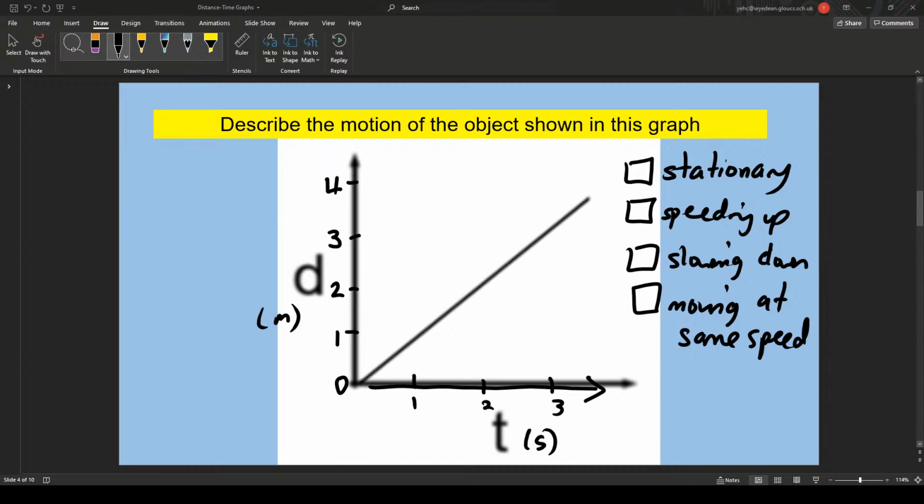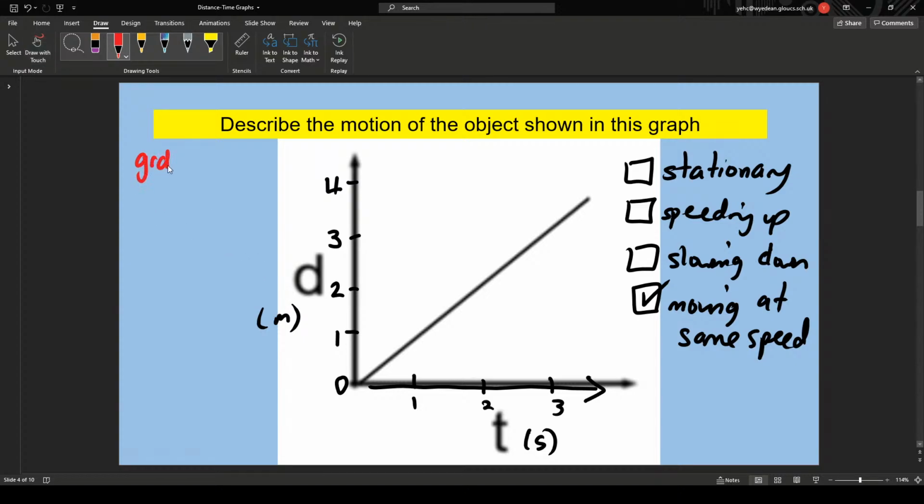Spot on. It is moving at a steady pace. And for those of you who didn't work this out, let me explain why. Okay, so remember what I said earlier about gradient.